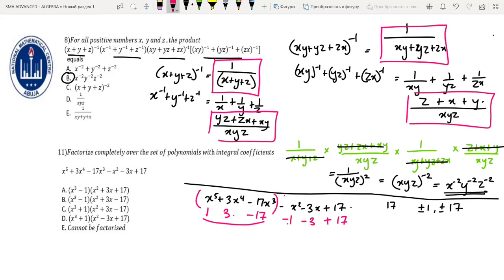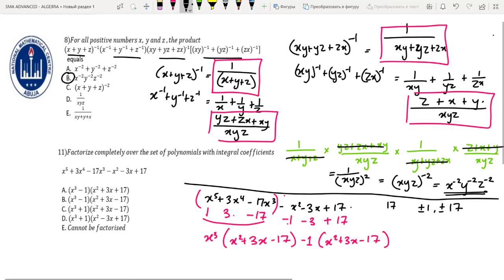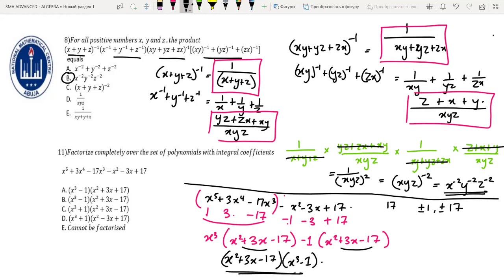So when we group the first 3 terms together, what is common? x cubed is common. So we have x cubed times x squared plus 3x minus 17. And from the last 3, we can bring out minus 1. We have minus 1 times x squared plus 3x minus 17. This is just all we wanted. The terms in both brackets are equal, so we can factor them out again. It's a common term. And we will have x cubed minus 1. So this is a factorization. And if we look at the options, yeah, we have seen our answer here. Option B looks like what we got. So the answer to this question is option B.